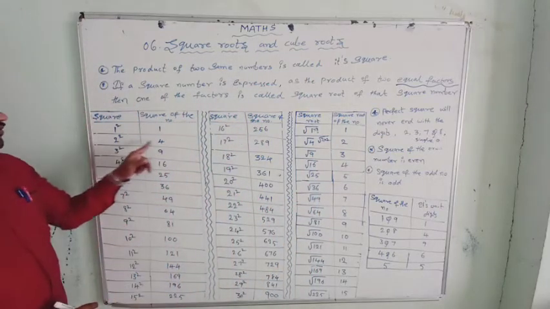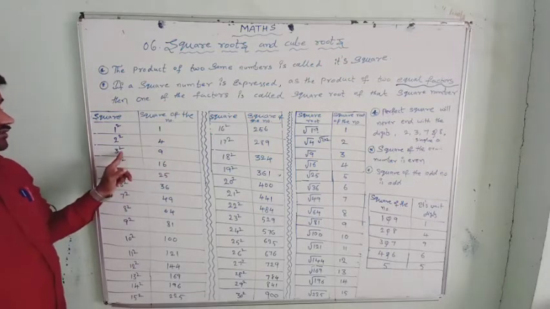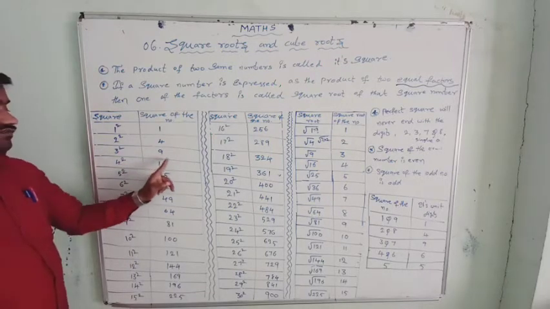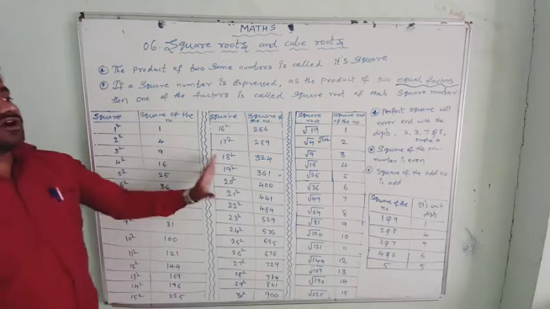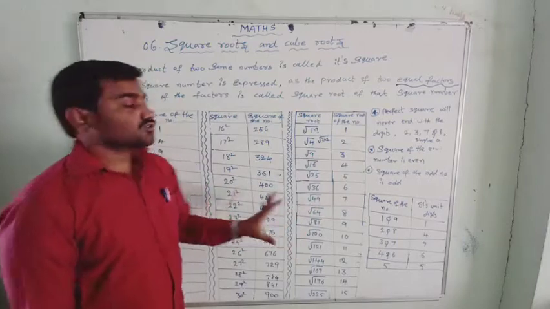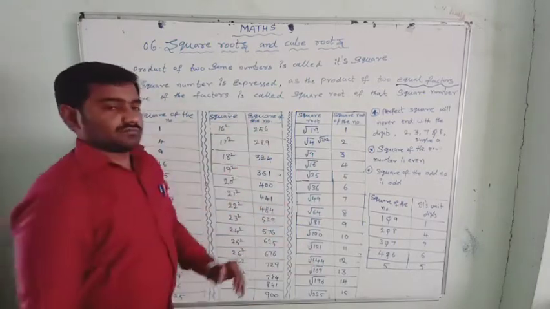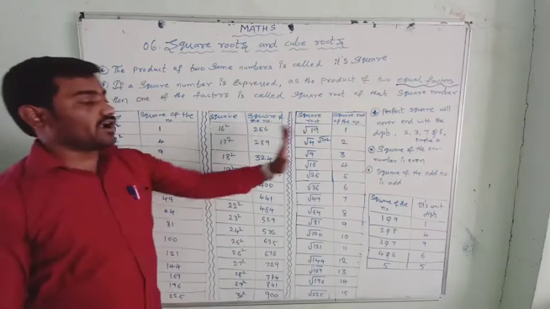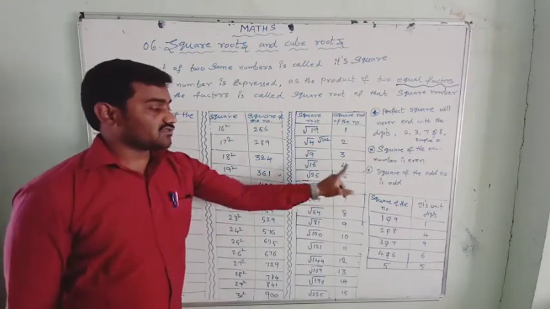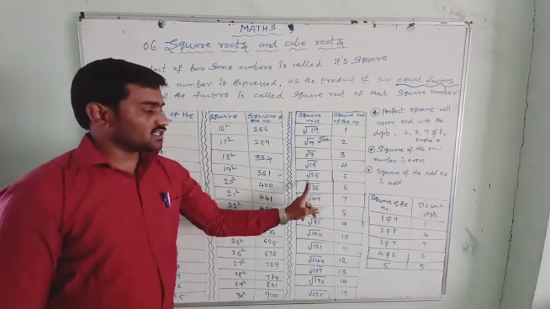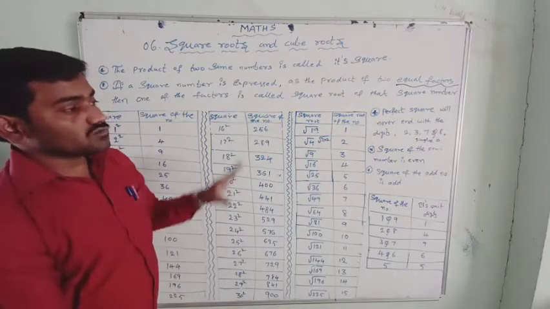See, 1 square is 1, 2 square is 4, square root of 4 is 2, square root of 9 is 3, square root of 16 is 4, square root of 25 is 5. So if you know the squares of numbers, you will know the square roots. Just learn up to 30 squares and 30 square roots. If you know the squares, you will automatically know the square roots. So the square root of 25 is 5, or 5 square is 25, 6 square is 36, or root 36 is 6. In this way we can remember. This is what you need to remember.